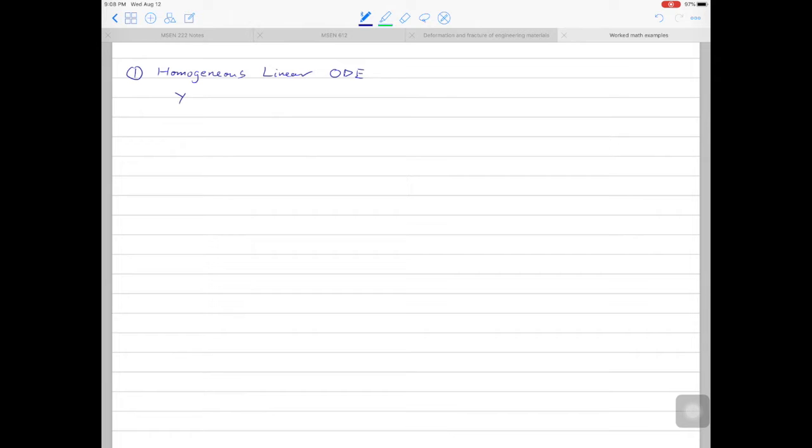For the homogeneous linear ODE, y prime plus p(x) y is equal to 0. We want to write y as a function of x. What we do is repeat what we just did on the previous page, writing y prime as dy over dx. Multiply dx on both sides of this equation. We will have dy plus p(x) y dx equals 0. Rearrange what we have here. Then we can write dy is equal to minus p(x) y dx.